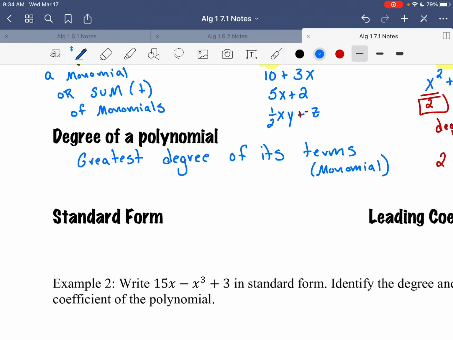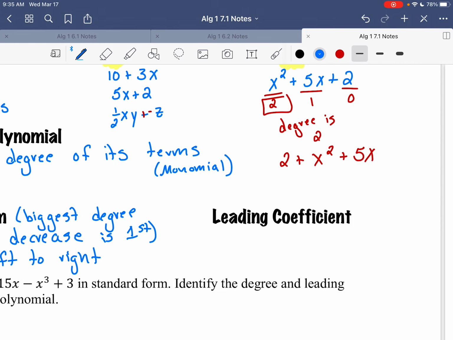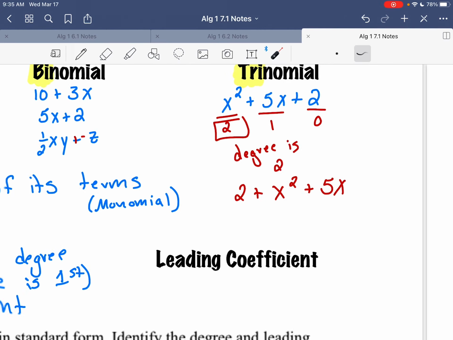It's in standard form when the exponents decrease from left to right. Meaning the biggest degree comes first. Like in this one here, we have the one with degree 2 comes first, and then degree 1 next, and then no degree. So this guy right here is not in standard form. We would have to rewrite it in standard form.